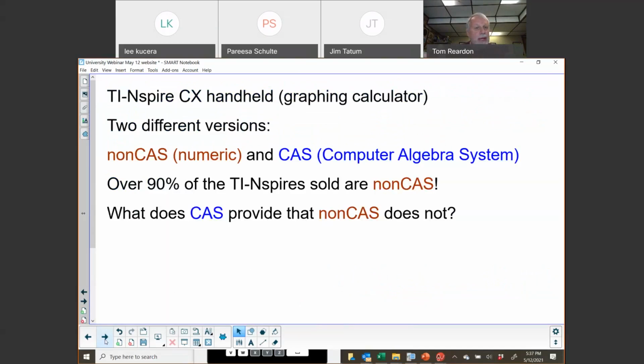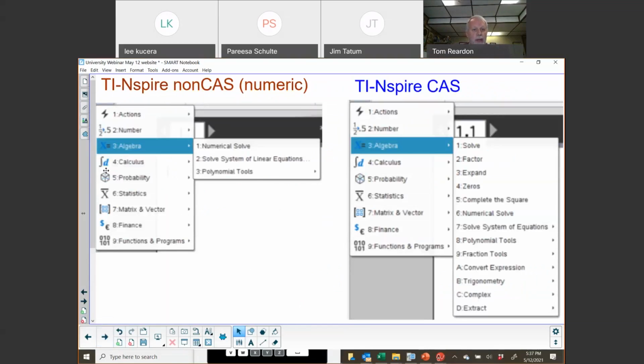Okay, so you're not going to hit a CAS calculator, a computer algebra system calculator, very often, but I do want you to be aware of them so that if your students say, can I use my CAS Nspire? And you say, yeah, you are probably going to have to assess a little bit differently, okay? So on the left here is the non-CAS or numeric. Under algebra, there are 3 tools there, okay? But under the CAS, you can see it'll solve, factor, expand, complete the square, solve systems, do trigonometry, all that sort of thing, because it does it symbolically, not numerically.